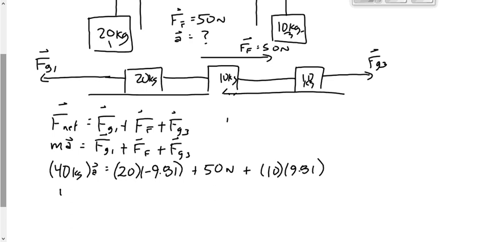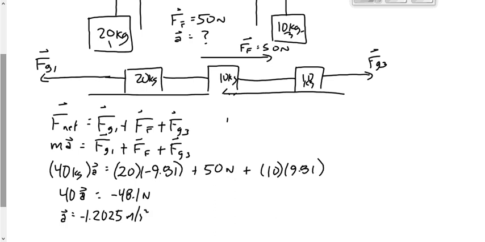So let's get this right-hand side now. 20 times negative 9.81 is negative 196.2. Add 10 times 9.81, which is 98.1. Negative 98.1. I think it's negative 48.1 newtons. Now we're going to take that 40 over by dividing. I get negative 48.1 divided by 40. That's going to give me negative 1.2025 meters per second squared.